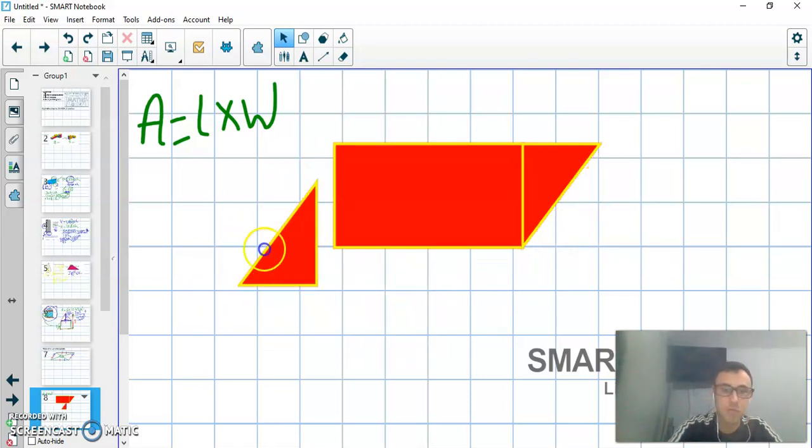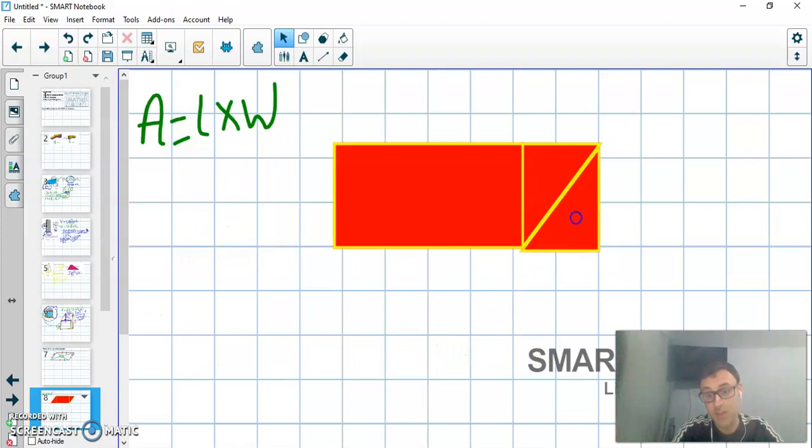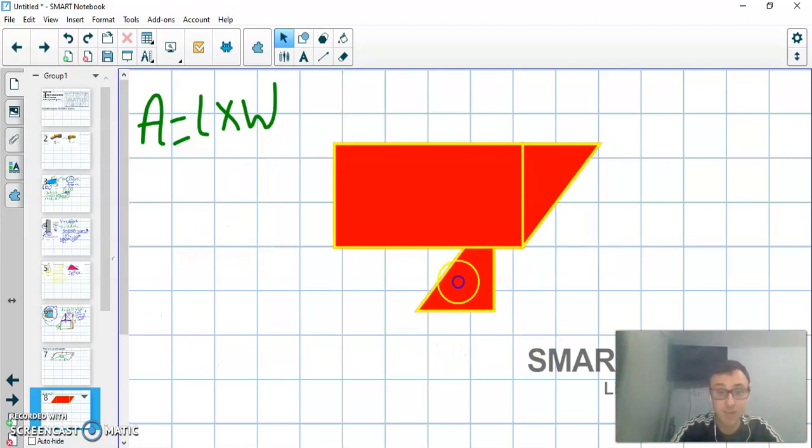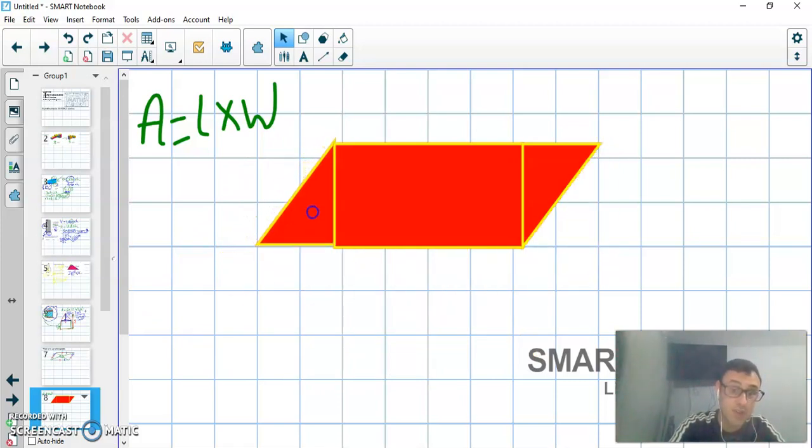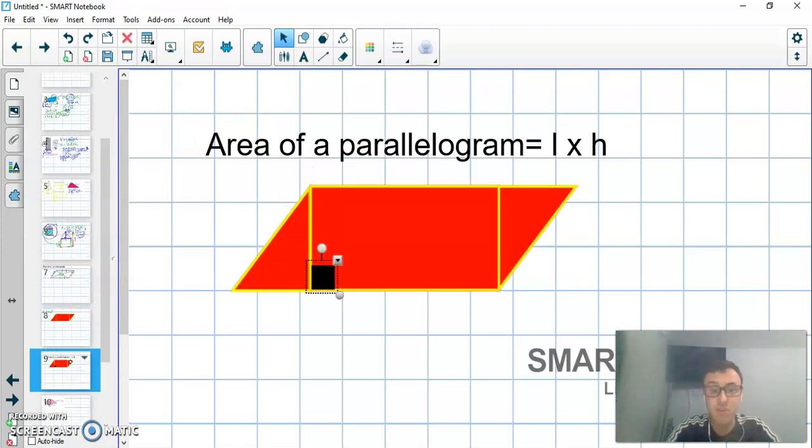That wouldn't be sensible for me to do. So I just need to know the formula. But as long as I understand why I'm doing it, well, the reason I can apply this formula is because I can attach that bit there, which then makes a rectangle. So the formula is slightly different, okay? It's length times by width for a rectangle, but a parallelogram ends up becoming length times by height.